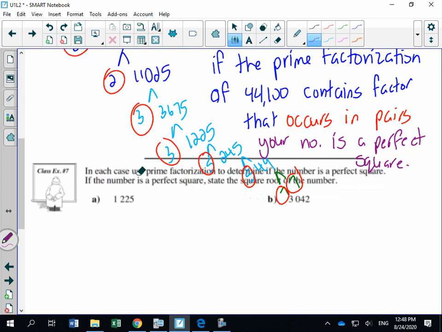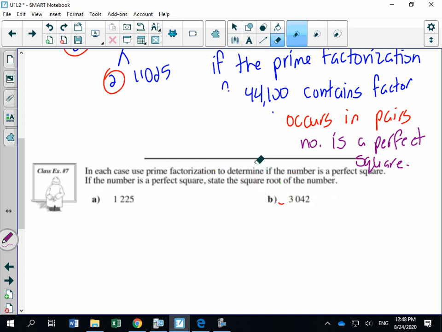Okay, let's do number 7 together. And then we're going to write that sentence again. So in each case, use prime factorization to determine if the number is a perfect square. If the number is a perfect square, state the square root of the number.